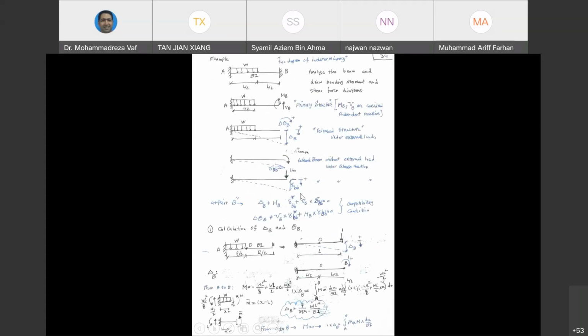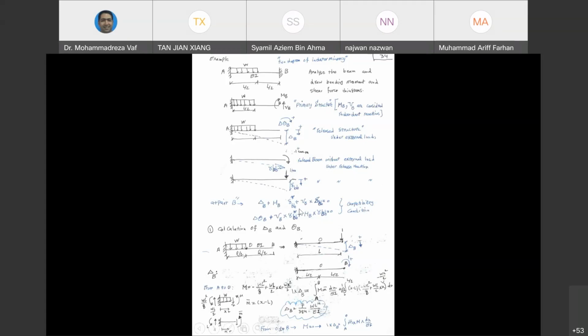This is one example for the case that you have 2 degrees of indeterminacy. I will leave it for you to read at home. The procedure is exactly, step by step, similar to what we did for the single degree of indeterminacy. But as I said, in the exam and test, normally we don't give this type of example to you because the calculation is taking a lot of time.